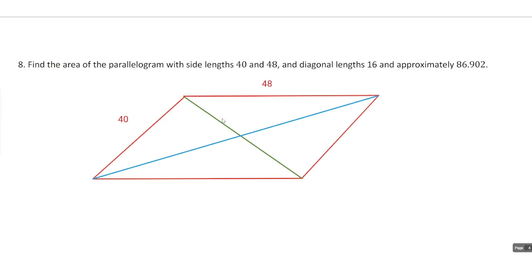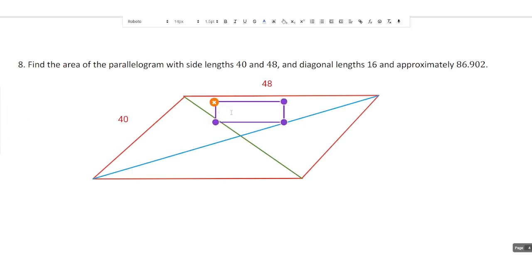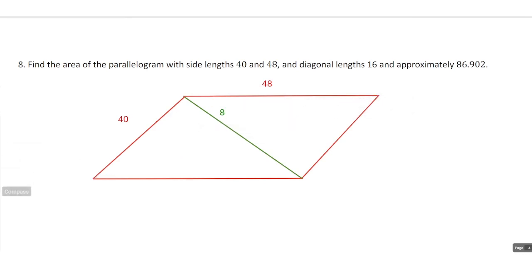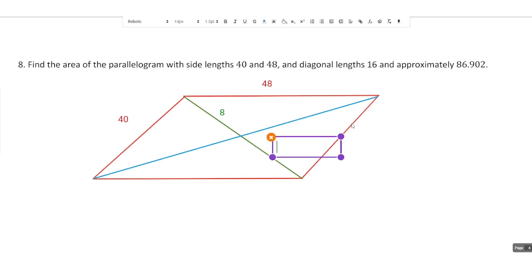This shorter diagonal is 16. And so that means each half of this, because these diagonals do bisect each other, is going to be not 4, but 8 and 8. So, oh, my line disappeared there. Not sure what happened. Let's put that back in there. Okay, so this would be 8. That 8 is not the full diagonal. Remember, the full diagonal is 16. This is going to just be labeled 8 and 8.